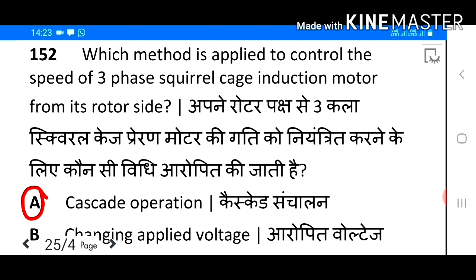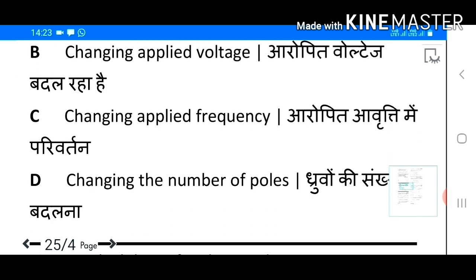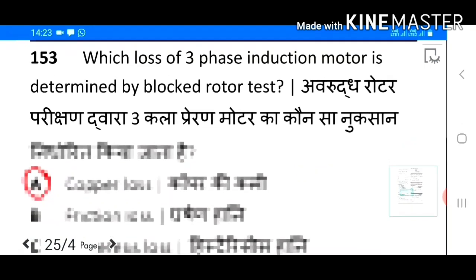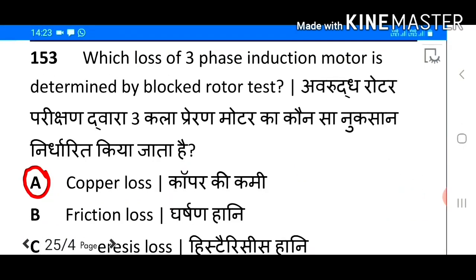152. Which method is applied to control the speed of 3-phase squirrel cage induction motor from its rotor side? Answer A. Cascade operation. 153. Which loss of 3-phase induction motor is determined by blocked rotor test? Answer A. Copper loss.